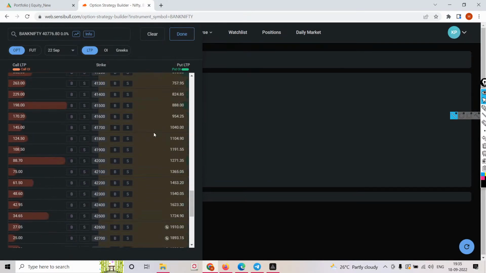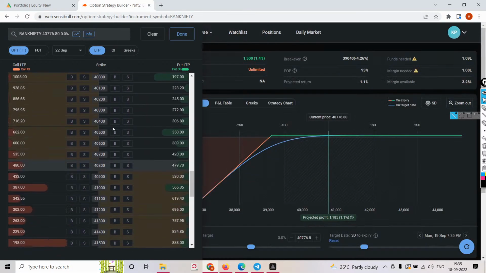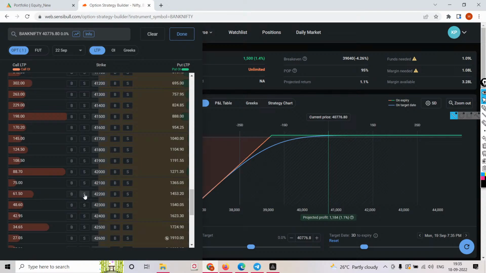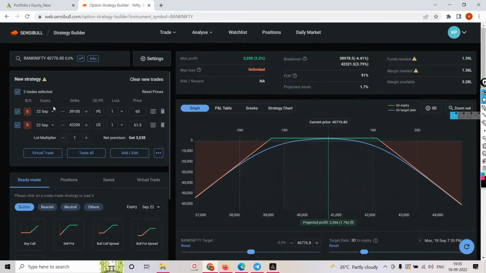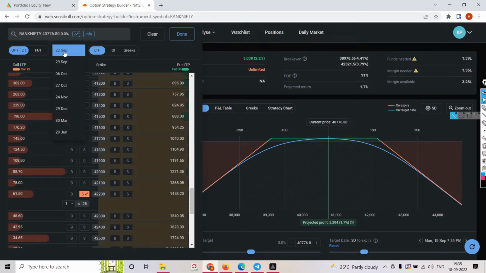I'll go for 60 rupees premium. Just a sample, I'll show you that 60 rupees premium, and maybe this 60 rupees. So this is your typical strangle. So how to convert this to a calendar? Simple, right? You have to go to Bank Nifty. Sorry, you have to go to Add, Edit, and then go to 22nd September, right? 29th September.